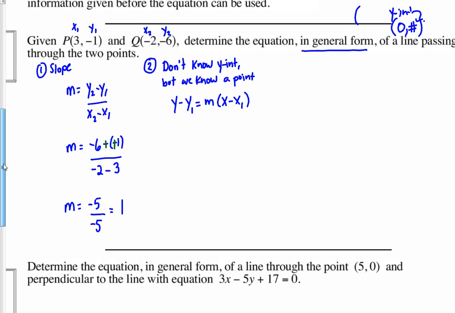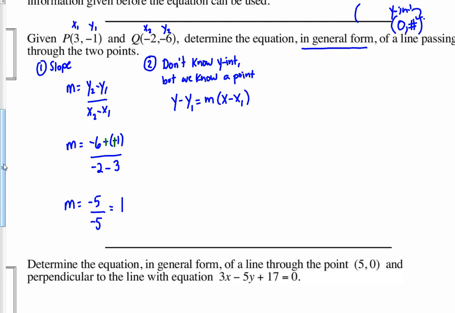No. Okay, does it matter which point we're going to use? No, it doesn't matter which one. I'm going to use the first because it's already labeled x1, y1, and there's less negatives, so it's easier. So let's use that one. Y minus what? -1. Can we write it as +1? Yeah, let's write it as +1 because you're subtracting -1.